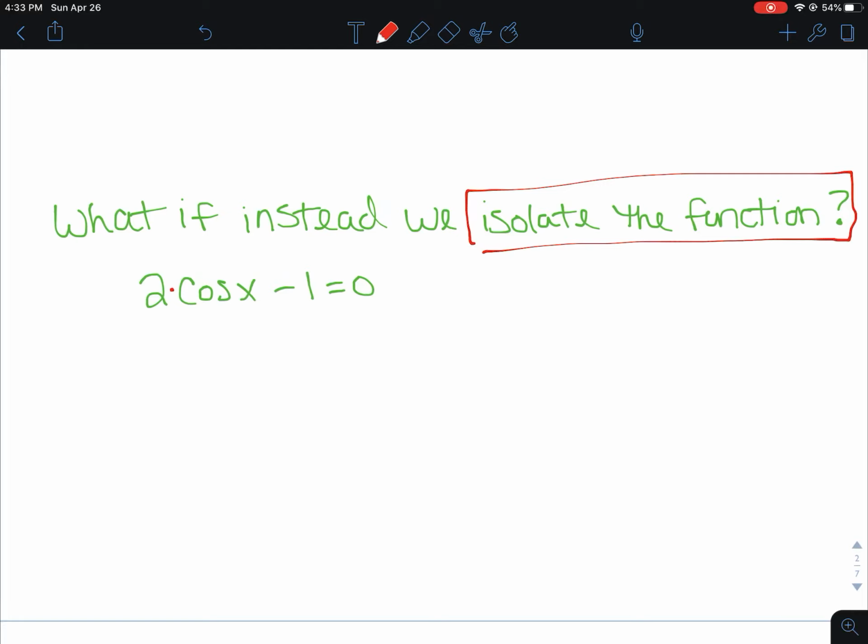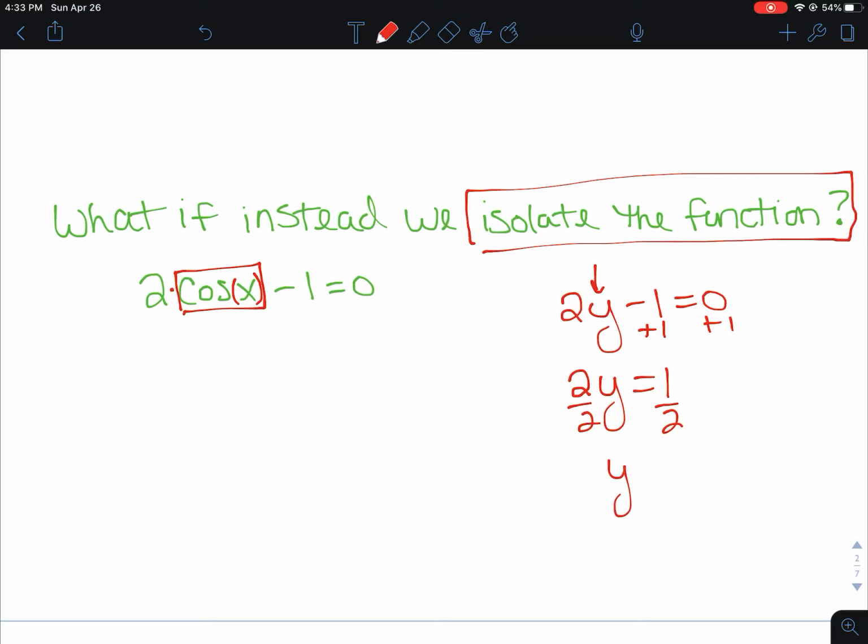Well, it's 2 times cosine x, and we're going to treat this like one piece. So think of this equation as 2x, or well, we won't use x. Let's do 2y minus 1 is equal to 0, okay? If you were going to solve this equation to isolate the variable, cosine x is our unknown, then we'd get 2y is equal to 1 from adding 1 to both sides, divide by 2, and y is equal to 1/2. Well, the same thing would happen here.